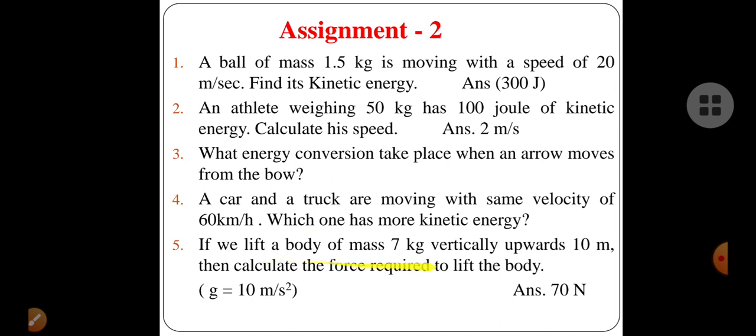If we lift a body of mass 7 kg, mass is given, vertically upward 10 meter height is given, then calculate the force required to lift the body. So directly we have to find force, and beta, if we are talking about the force in lifting the body, so just recall that concept of weight in chapter number gravitation. Weight is the force with which earth attracts an object towards its center. So here the formula for force will be the same as for the weight, and weight's formula W is equal to mg. G is also given, for simplicity take it 10. So this will be the answer.